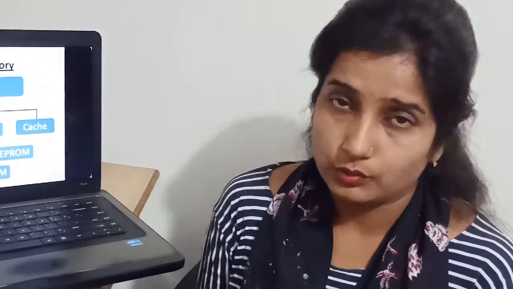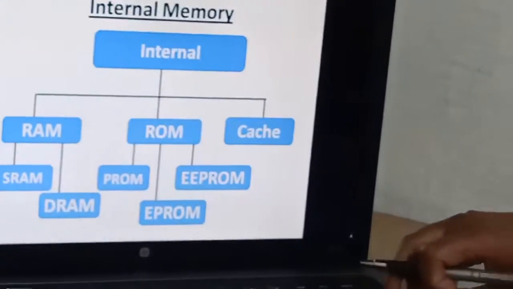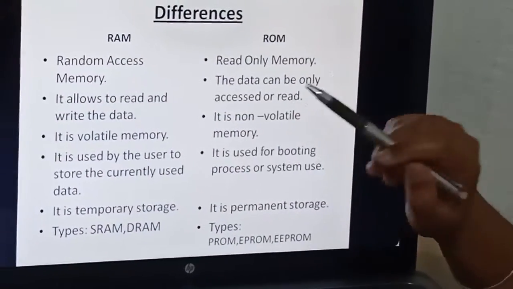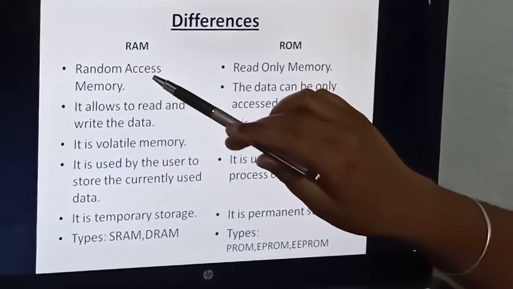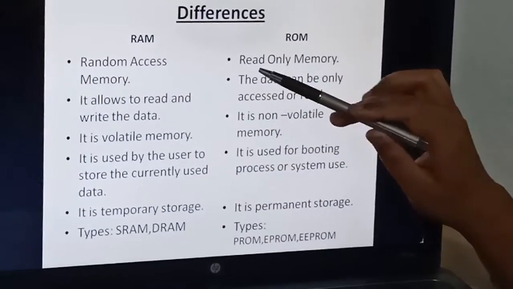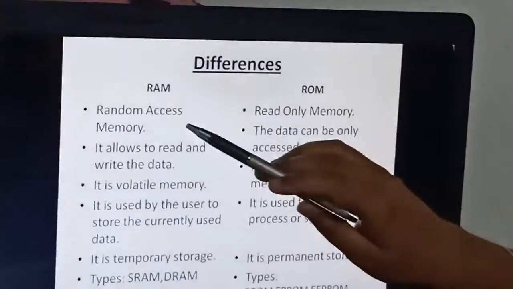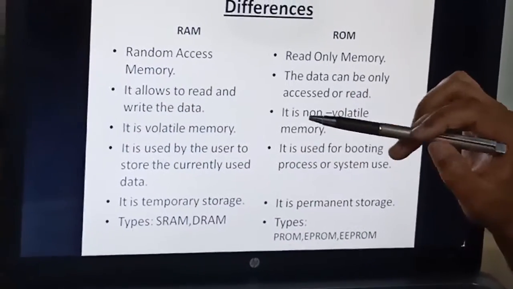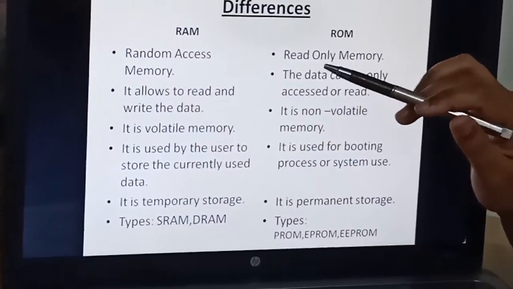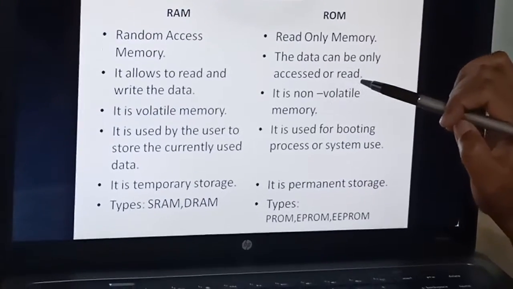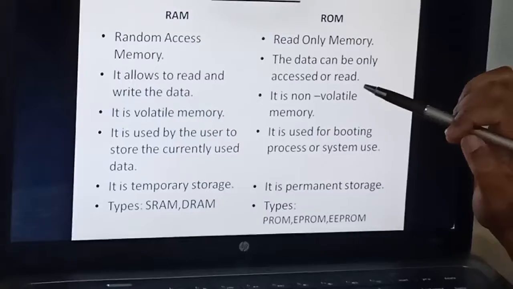I hope you got the point of RAM and ROM. Let's discuss again the differences between RAM and ROM. The first point is the full forms. RAM stands for random access memory, whereas ROM stands for read-only memory. RAM allows you to read and write the data, as I have told you, it allows both the read function and the write function. And in ROM, the data can only be accessed or read. It allows only the read function.